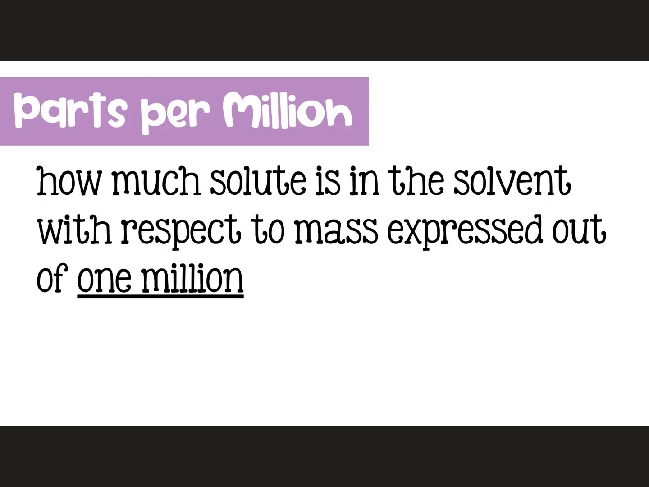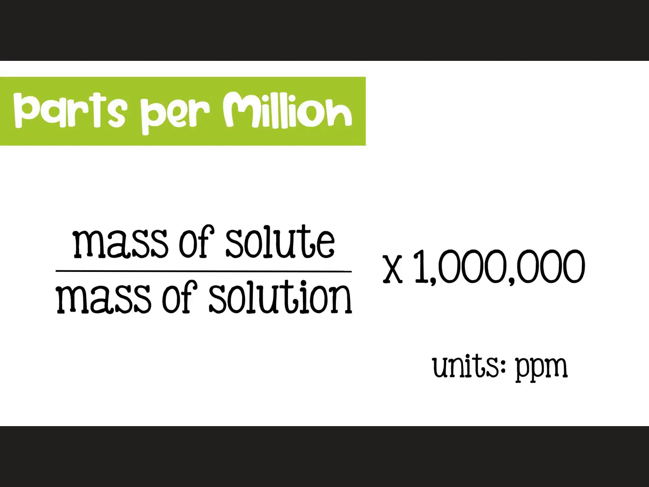Next is parts per million. How much solute is in the solvent with respect to mass and is expressed out of 1 million. So you take the mass of the solute and divide by the mass of the solution, then multiply by 1 million. Our units will be parts per million, or ppm.